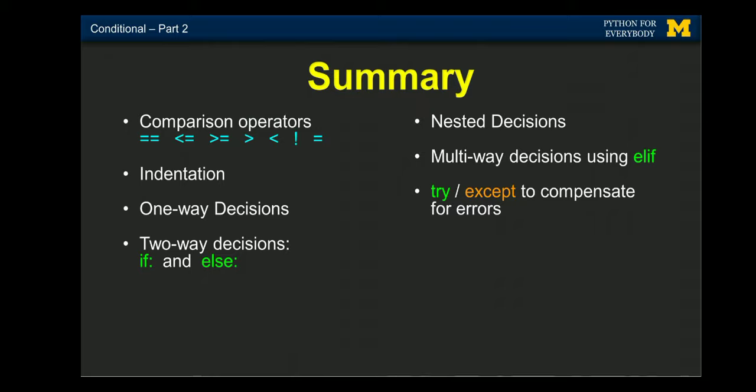Suppose we want to execute one line of the code using if, and if that fails, we want to execute another line with that condition also. So we use if and elif statements, and try and except to compensate for errors.